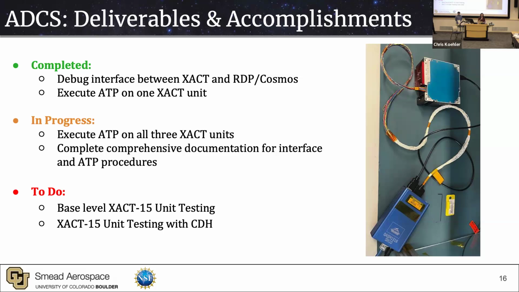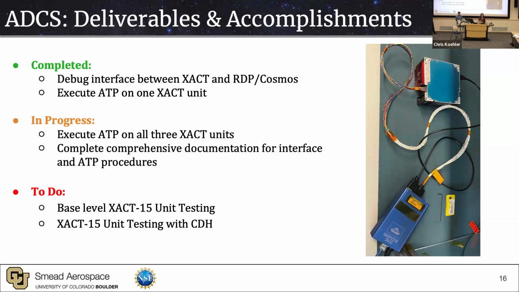So we focused on debugging the interface between our attitude control system, which is the XACT from Blue Canyon, and the RDP/the COSMOS software, which allows us to simulate the satellite being in space while we're just in the lab. This is what caused the problems a year ago. We were able to figure out what was going on with all of that, as well as executing acceptance testing on one of the XACT units.